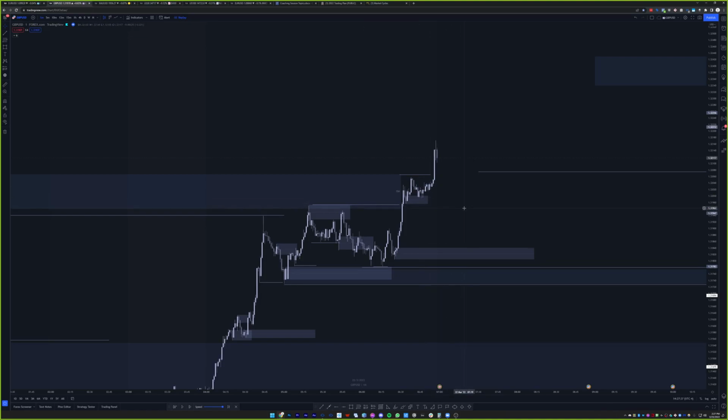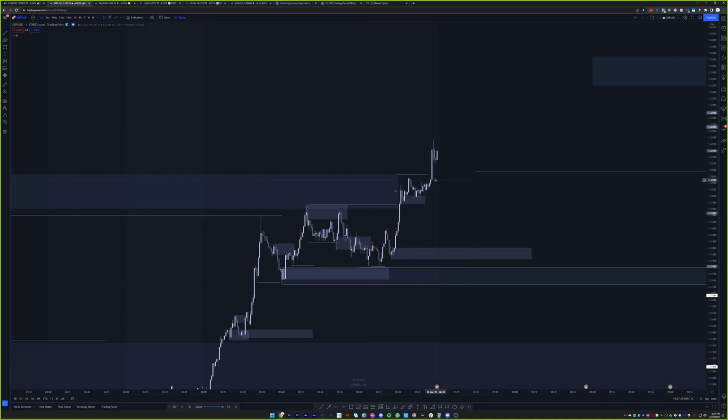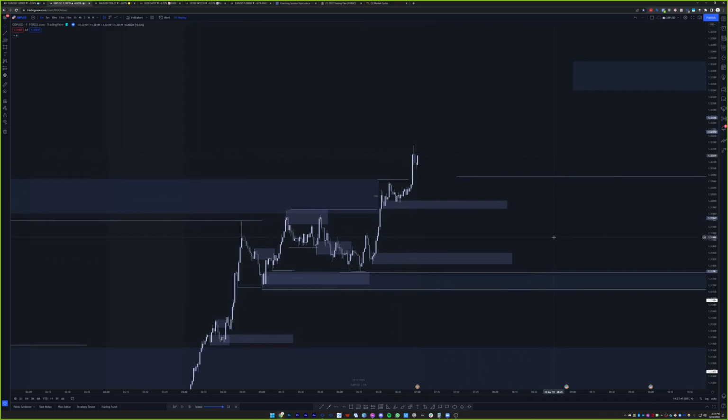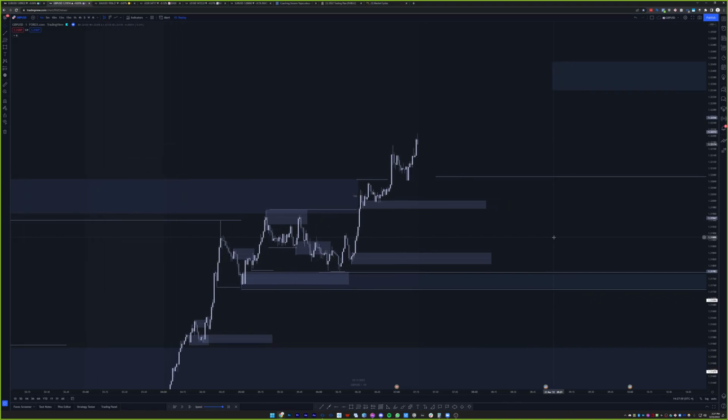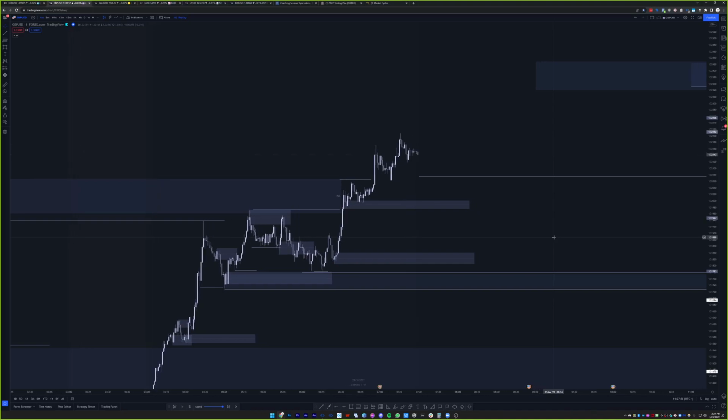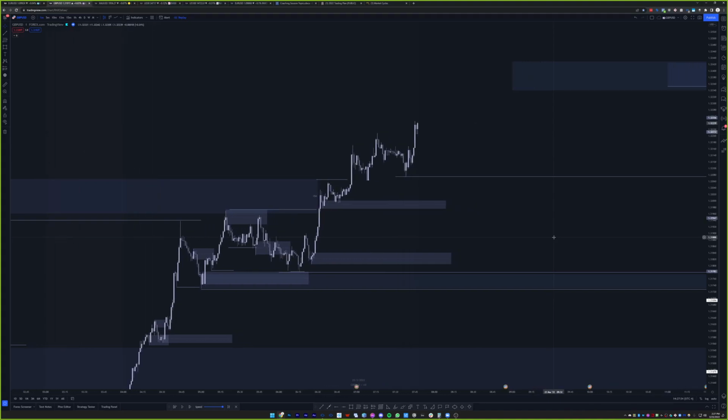But when we see a failure like that, now we can really take these levels that we were expecting to fail seriously as levels to long off of. And I think this is how Pat caught his 22R GU long. So let's see. We'll play it forward a bit, then we'll switch to AU.